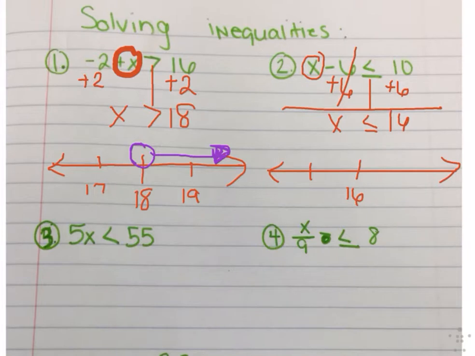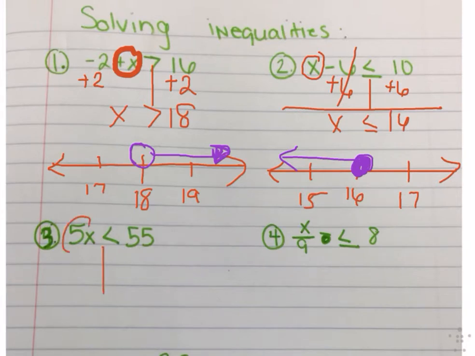I apologize, my iPad stopped, so I hope we picked up where we left off. If you missed this, I isolated my variable by adding 6 to both sides, and now I have x is less than or equal to 16. I'm going to plot it on my number line. It says or equal to, so that word equal to means I'm going to do a closed circle because it can be 16. X has to be less than or equal to, so I'm going to shade everything to the left.